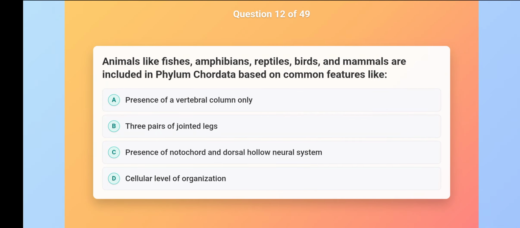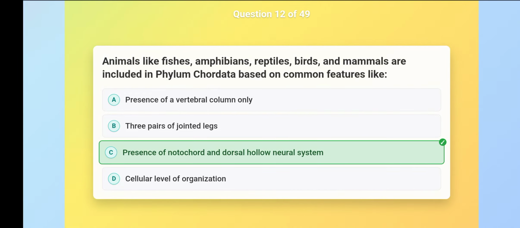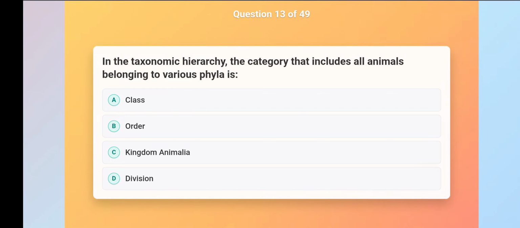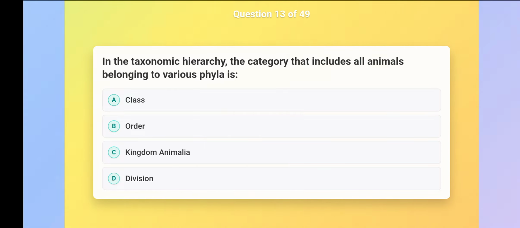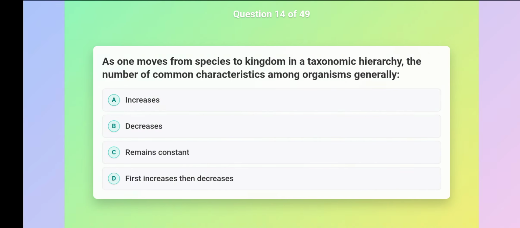Animals like fishes, amphibians, reptiles, birds, and mammals are included in phylum Chordata based on common features like presence of notochord and dorsal hollow neural system. In the taxonomic hierarchy, the category that includes all animals belonging to various phyla is Kingdom Animalia. As one moves from species to kingdom in a taxonomic hierarchy, the number of common characteristics among organisms generally decreases.